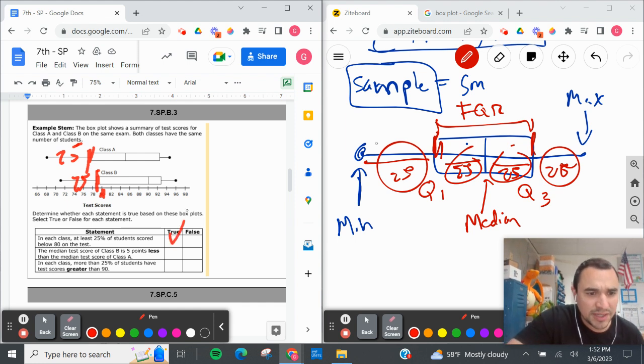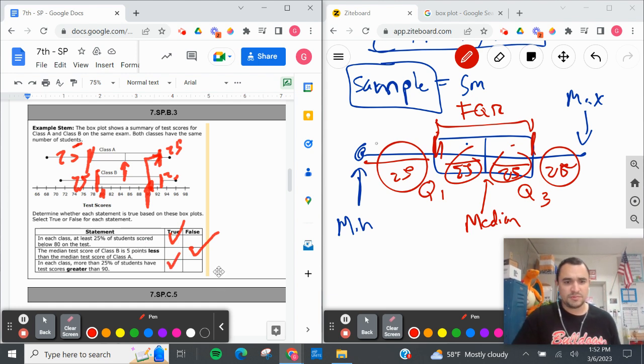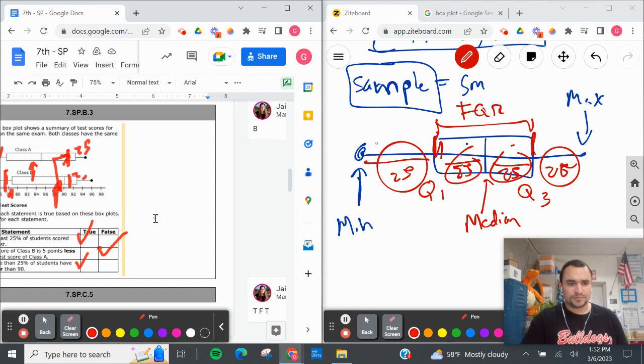So true. The median test score of Class B is 5 points less than the median of Class A. So here's the median of Class B, and here's the median of Class A. Is it 5 points less than the median test score of Class A? That's false. In each class, more than 25% of students have scored greater than 90. So here's the marker above 25%. Above 90, yes. Both have scored above 90. So we take a look over here. It is true, false, true.